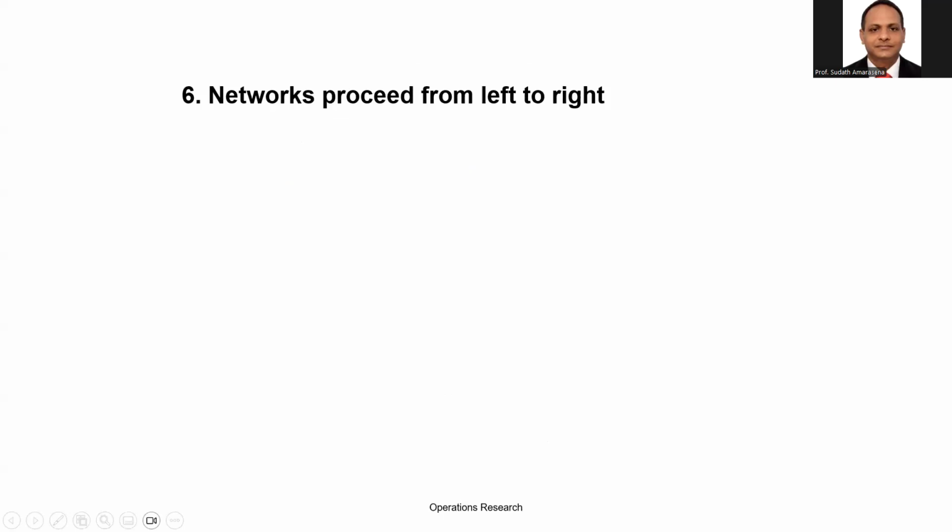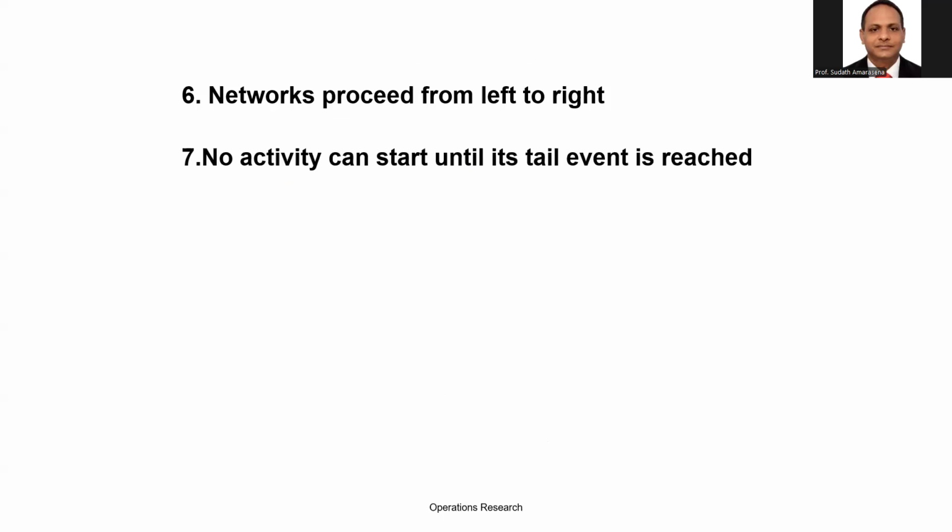Network proceeds from left to right. Normally, we draw the network diagram starting from the left-hand side and we should draw to the right-hand side. No activity can start until the tail event is reached. This means that we start activity A from event number 1. Then you can't start B without completing A. Therefore, starting at one event, at the end of A, we should draw another circle to represent completed A. Then you can start B. Likewise.